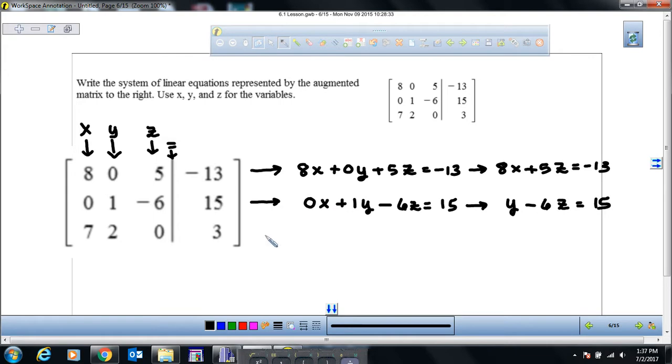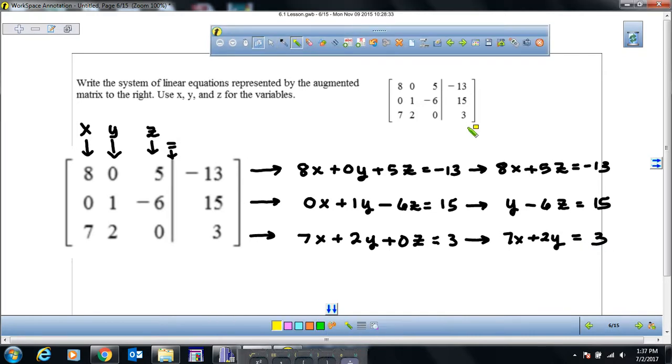And the last one, you see it is 7x plus 2y plus 0z equals 3. We don't have to put the 0z, we just put 7x plus 2y equals 3. And this is the system of equations for that augmented matrix.